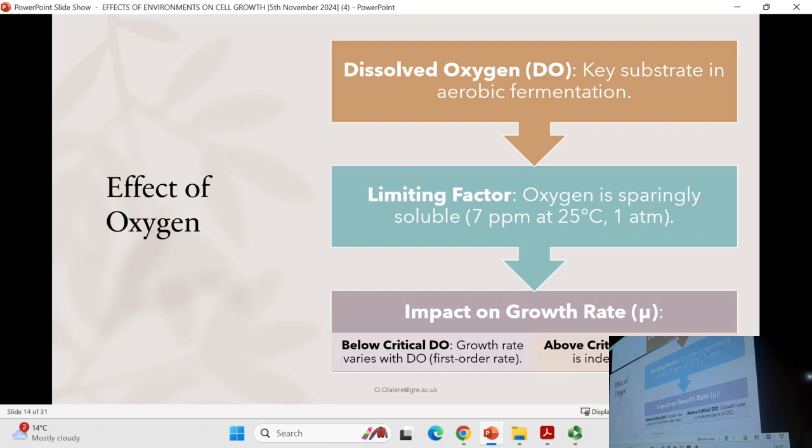Below critical dissolved oxygen, growth rate varies with the oxygen. But anything above, it doesn't affect the growth rate. What is critical dissolved oxygen? Critical is more or less like, for different microorganisms, there's always the minimum oxygen they can have. This is what I'm saying.